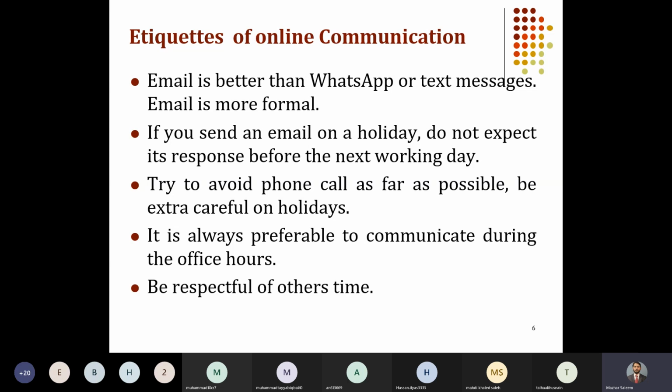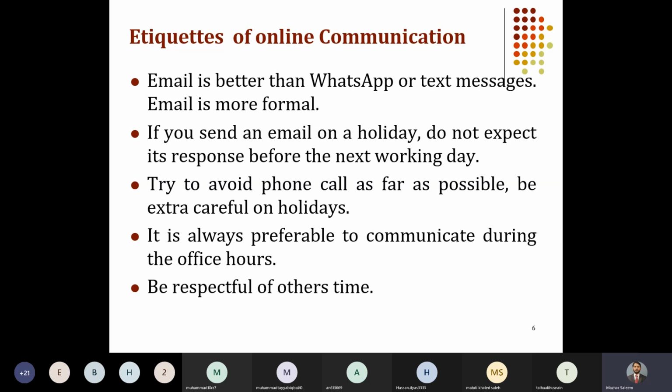And sometimes students send messages or emails which do not seem to be that important. Okay, so whenever you are communicating with your teachers, you need to be respectful of their time. And whenever you write an email, let's say, and you have three different questions, it is always preferable to number them: question number one, question number two, and question number three.